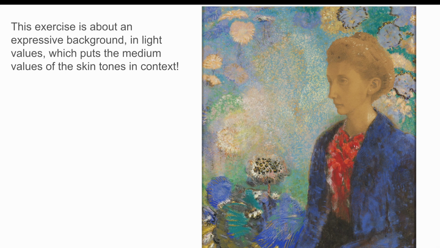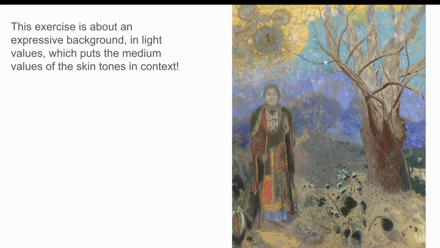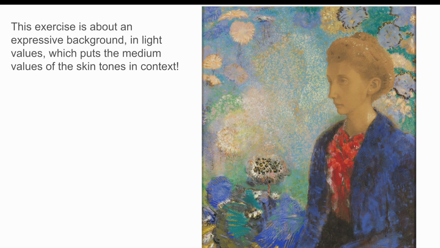All right, so to our exercise for today, I'm looking at this piece close up. It's about an expressive background, right? In lighter values or brighter colors and higher chroma. And using that, we're going to put the skin tones in context. We can see here that we have this tan paper, and we have this slightly darker tan or brown chalk or pastel, right?